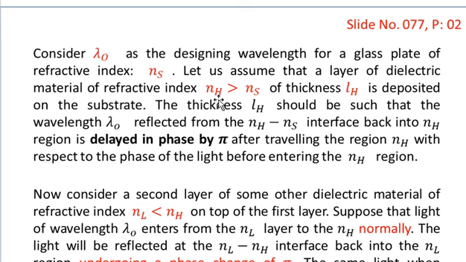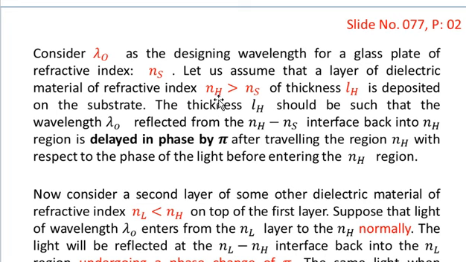So we want this quantity to be equal to pi, because we want phi 2 to be equal to pi, and this is due to the traveling of the beam into the NH material twice the length LH. So that's why we set it equal to pi. Solving for the length LH from equation 77.1, we get LH is equal to lambda over 4 times NH.